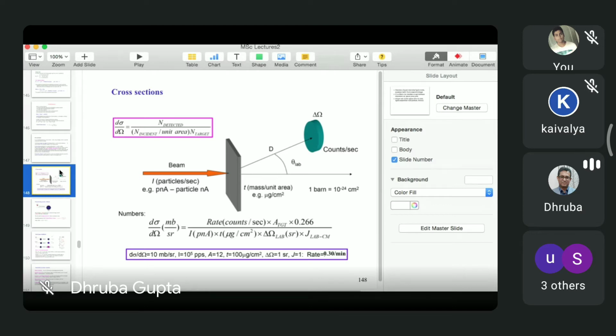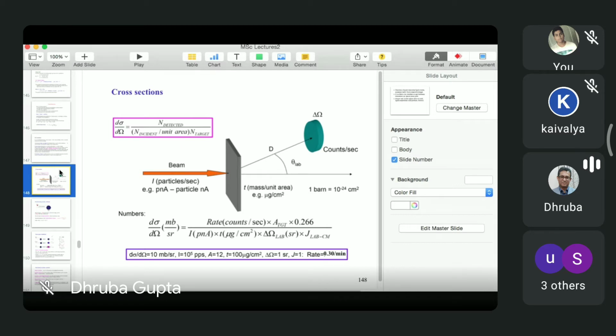So that is actually a rate, 0.30 particles per minute. Approximately, in 3 minutes one particle will fall in that particular solid angle, right? Now if you increase the solid angle, the number of particles falling will be more, because the cross section is constant at that particular theta. So if delta omega, the solid angle, increases, your rate will increase.